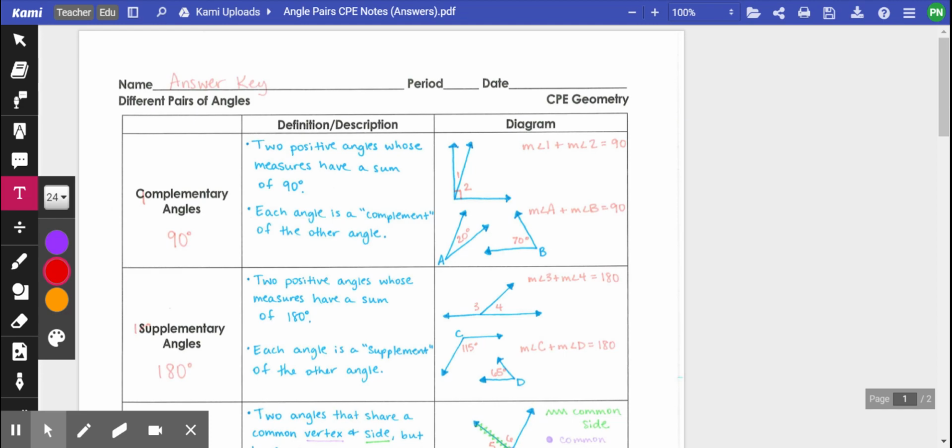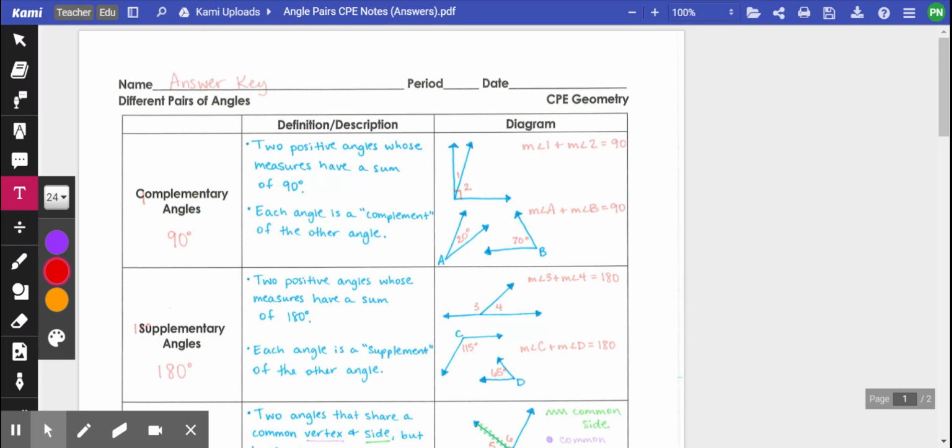Hi, everybody, and welcome. This is Miss Nislonsky again, and I am doing a lesson with you today on different types of angle pairs. A lot of this you'll find is a review from things that you've learned already in middle school. So hopefully this shouldn't be too bad and an easy topic to get through.